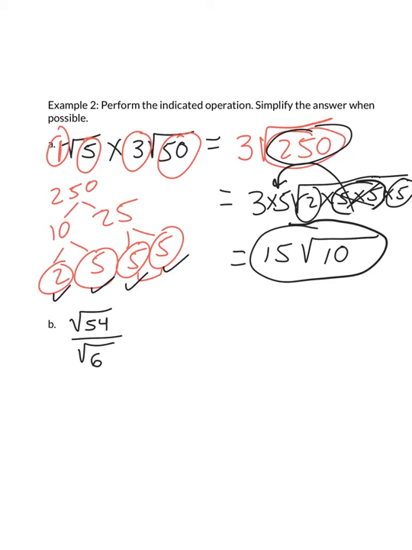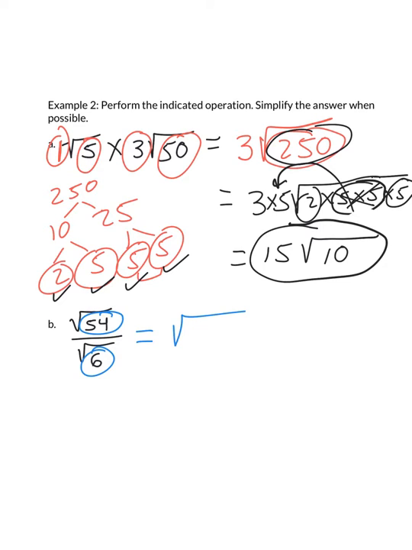Looking at example B, we see a fraction bar, which means division. Square root of 54 divided by square root of 6. Since both numbers are under a square root symbol, I am allowed to divide them. And I'm going to start off with a square root answer. So square root of 54 divided by square root of 6, take the 54 in the numerator under the square root symbol there, divided by the 6 in the denominator under the square root symbol.